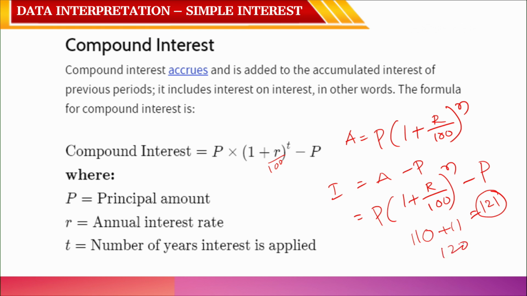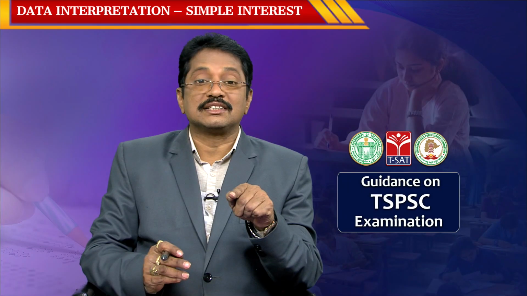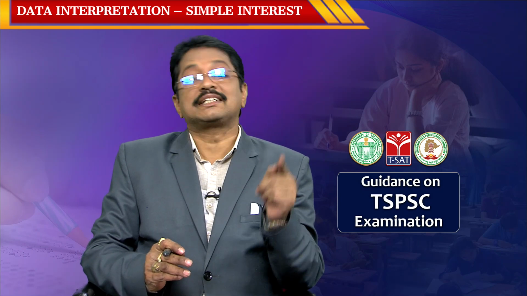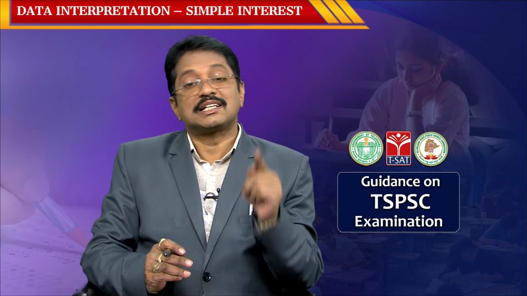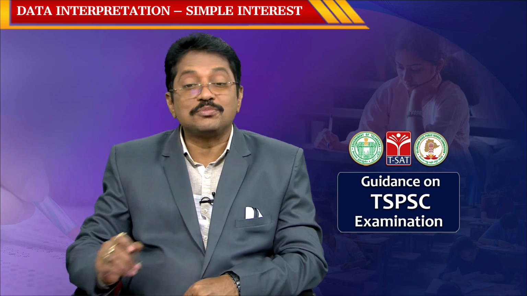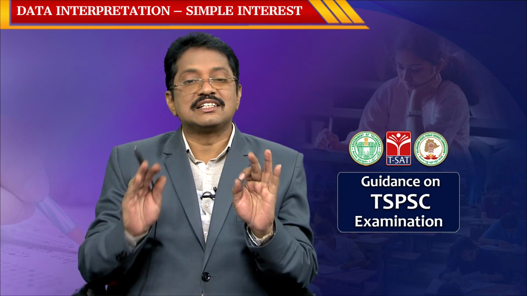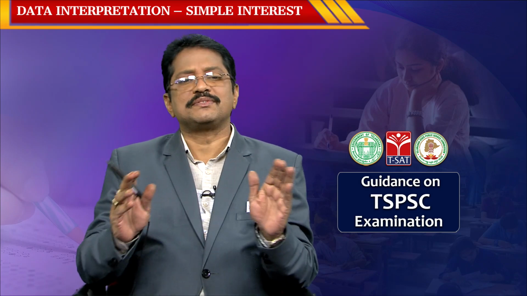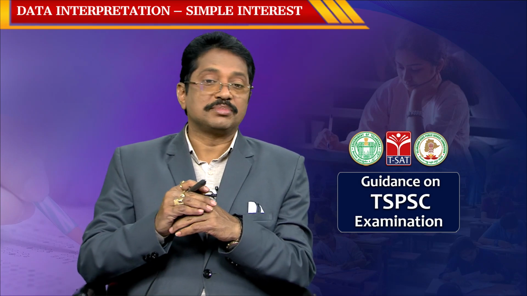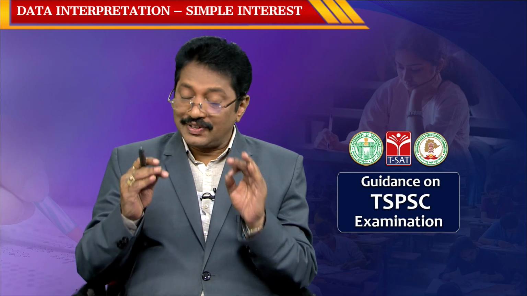So, that is the reason we said it includes interest on interest, that is compound interest. Interest on interest, what is the interest rate? 10%. So, 10% of 10 rupees is how much? 1 rupee. That 1 rupee is added, that is, it includes interest on interest. This is the basic difference between compound interest and simple interest. Do you understand? Clear? So, very clear.